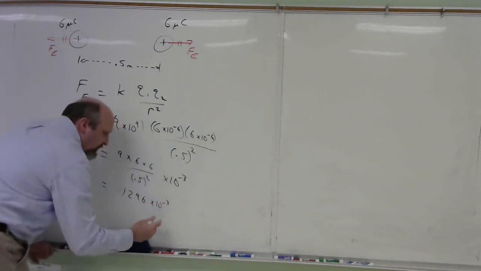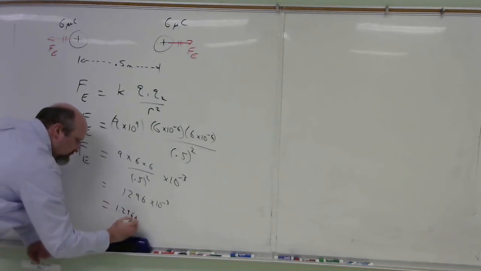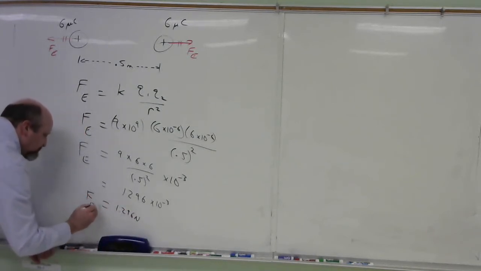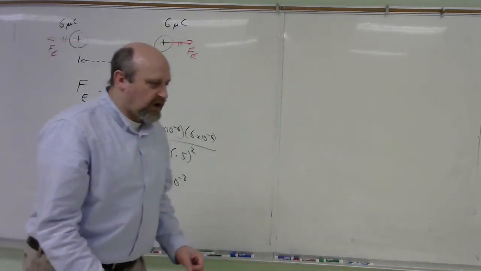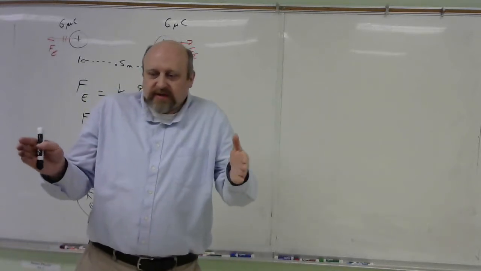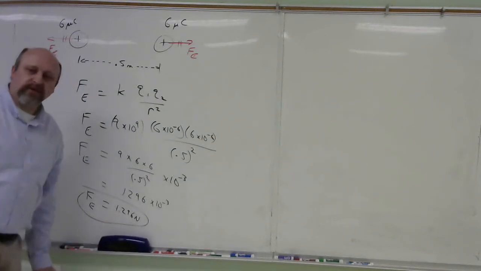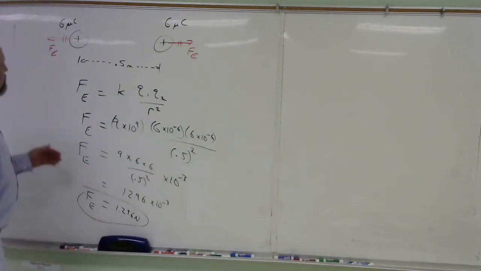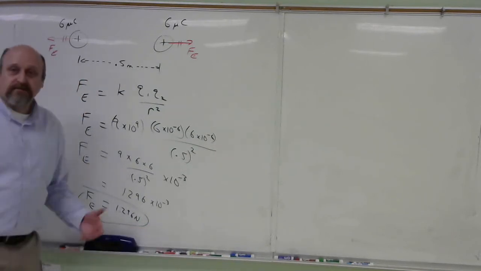Times 10 to the negative 3. Hey, that means divide by 10 three times. This is just going to be 1.296 newtons of electrical force. You see, that's a sizable force we've got here, and that's between things that are half a meter apart. Our charged particles are this far apart, and they've got more than a newton of force between them. That's impressive. A microcoulomb is a decent charge. Okay, 6 microcoulombs, yeah, that's a decent amount of charge. Okay, that's it. That's that problem.